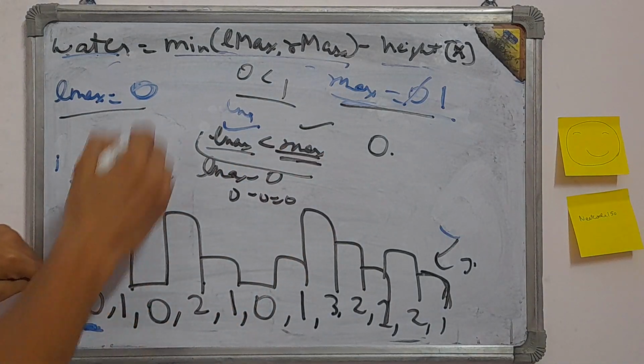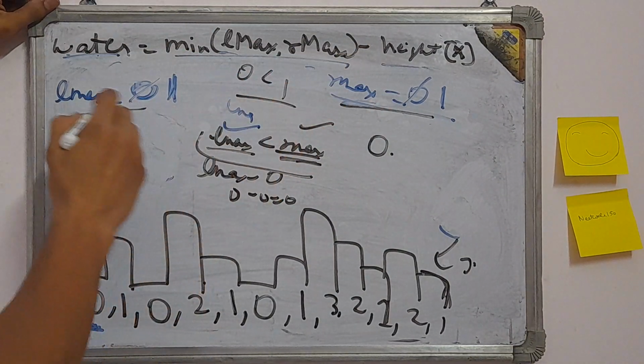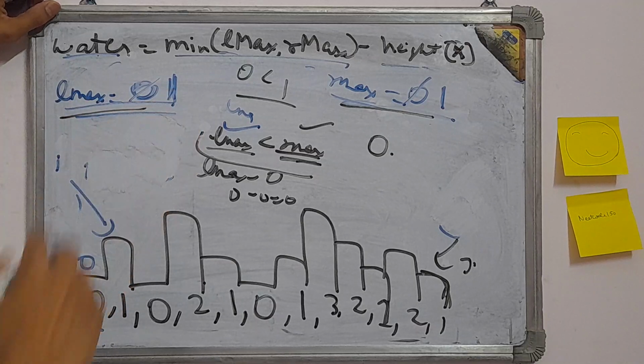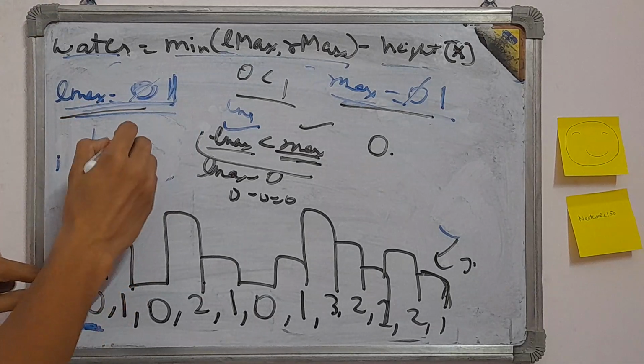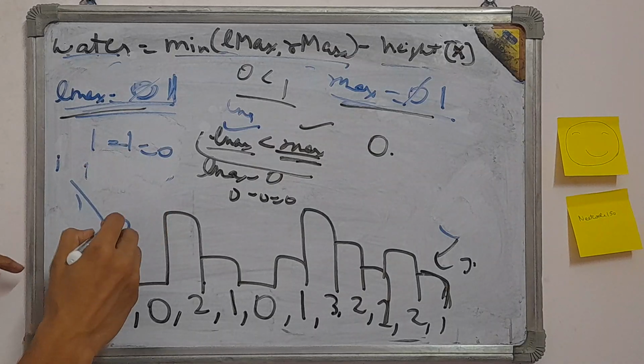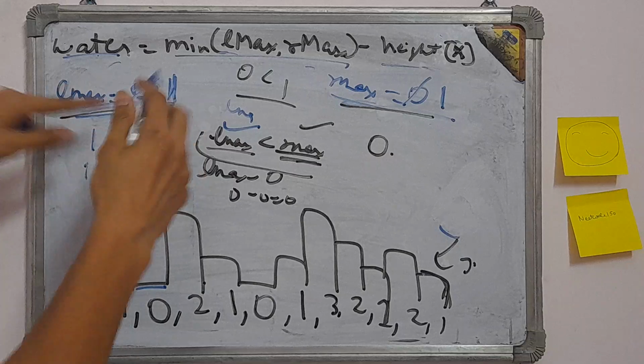Now I is here, we have 1, so L max is 1. Now at this point, both are equal, so either can be the minimum. Let's take L max, which is 1. Now again we take the minimum, L max minus the current height, 1 minus 1 equal to 0. So here 0 water also. Now we move I again. Now we have 0, L max is 1, so we don't update it.